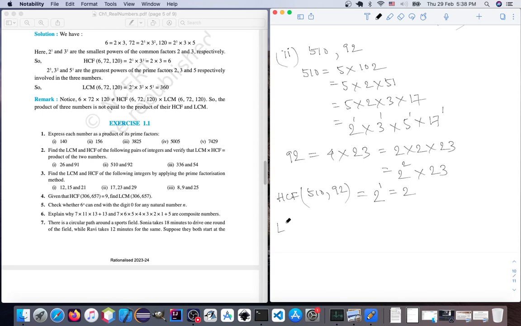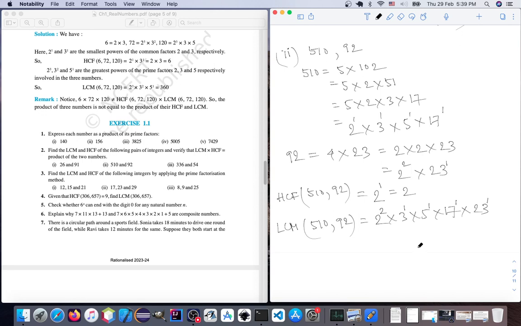And LCM, we write all the prime factors. Over here, we have 2 into 3 into 5 into 17, and for 92 we have the 23. Now we consider the highest power for all these prime factors that are occurring in the prime factorization of the two numbers. For 2, the highest power is 2. For 3, the highest power is 1. For 5, the highest power is 1. For 17, the highest power is 1. For 23, the highest power is 1.